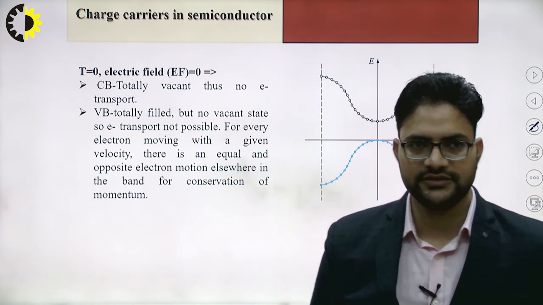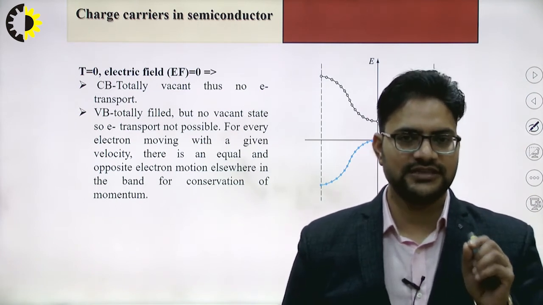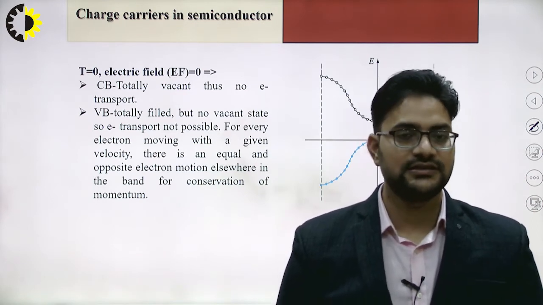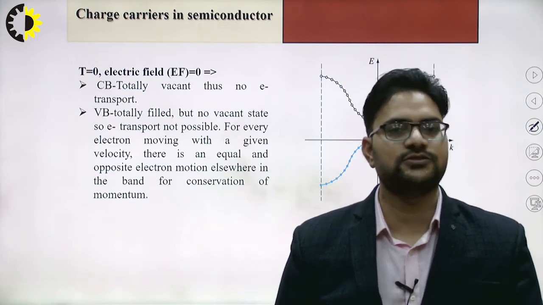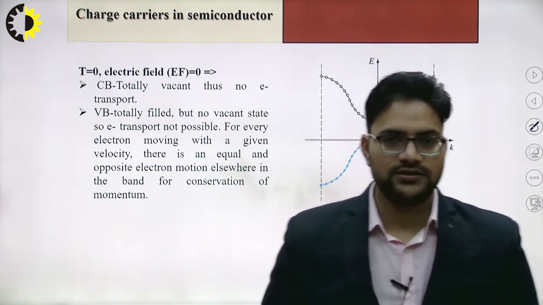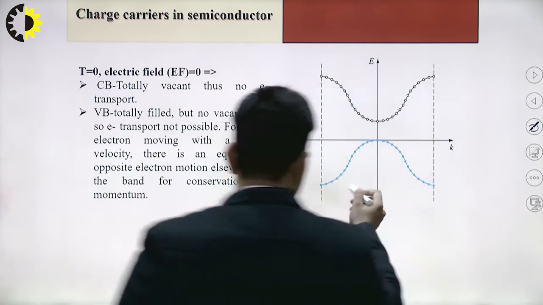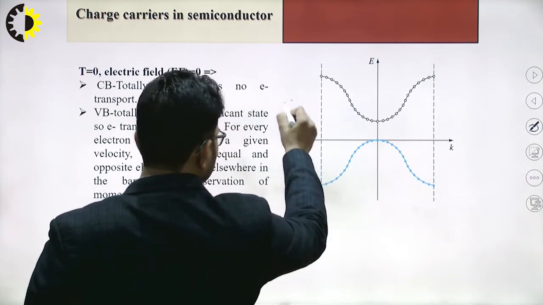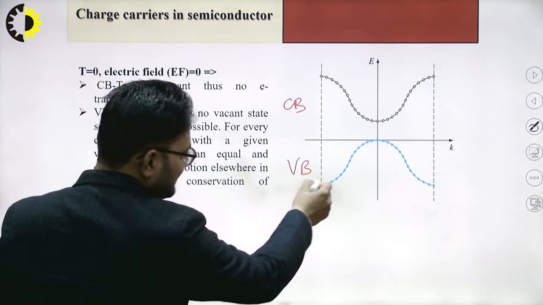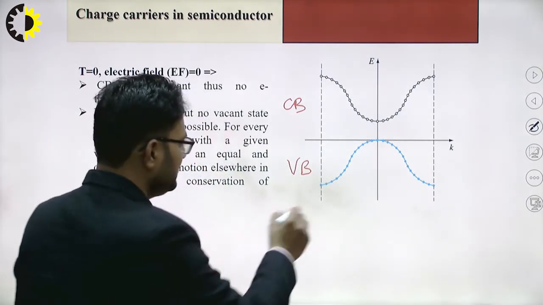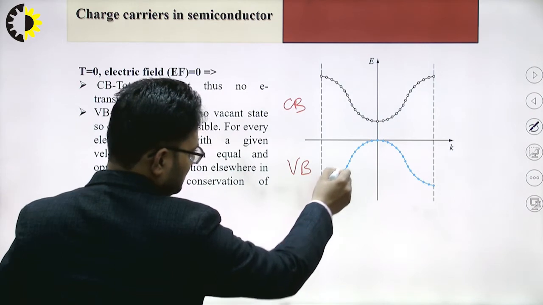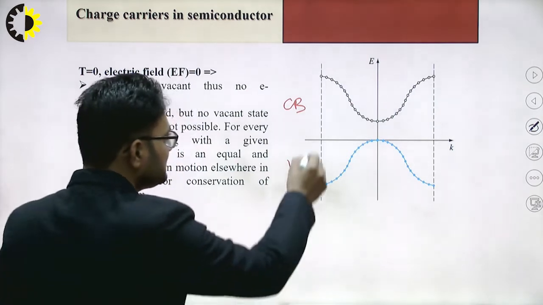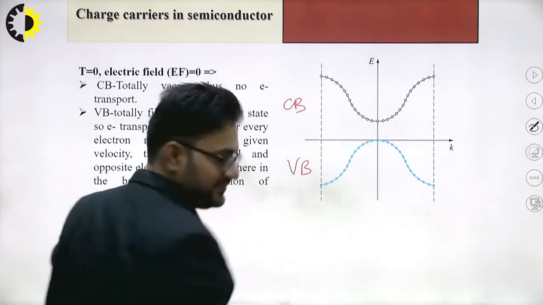If you see carefully, let us take the first case, that is, whenever temperature is equal to 0 and the electric field is not applied, that is, temperature is 0 and electric field is 0, right? In this case, if you consider this as the valence band and this one as the conduction band, the valence band will be completely filled, shown by this dot. So the valence band is completely filled with electrons and the conduction band is completely empty, right?